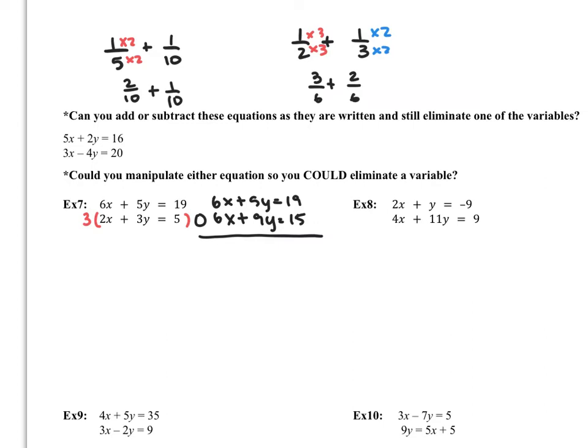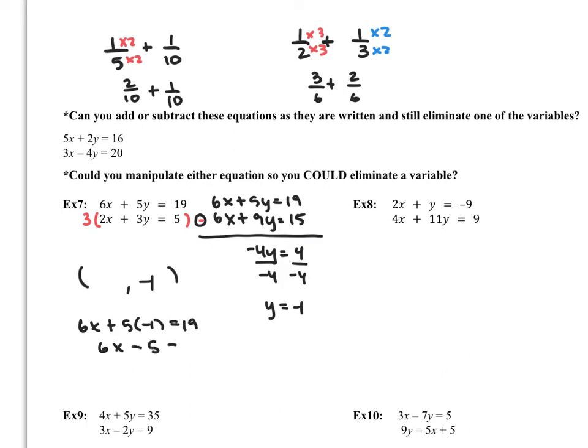And now I'm ready to eliminate my x variable, and I can eliminate it by subtracting. And so then I would have 6x minus 6x, which is 0, 5y minus 9y, which is negative 4y, and 19 minus 15, which is 4. Now I can divide both sides by negative 4, and y equals negative 1. So that's going to be half of my solution. Now to get the other half, I just have to take this y value of negative 1 and plug it into anywhere I see a y. I would probably do this top equation here. So I would have 6x plus 5 times negative 1 equals 19. 6x minus 5 equals 19. Add 5 to both sides.